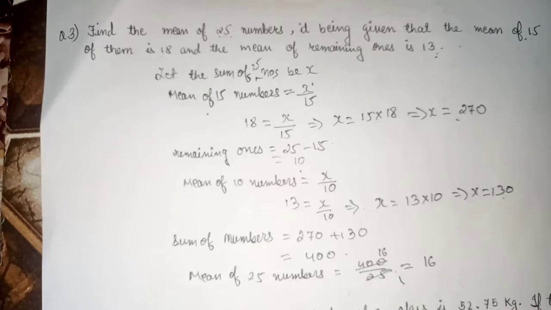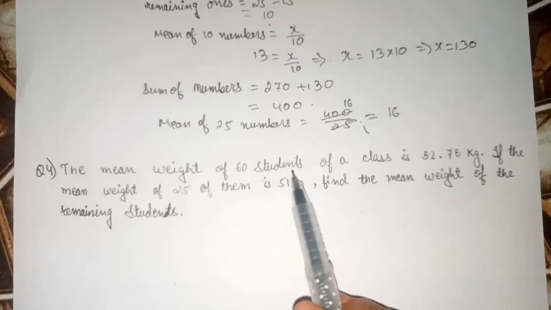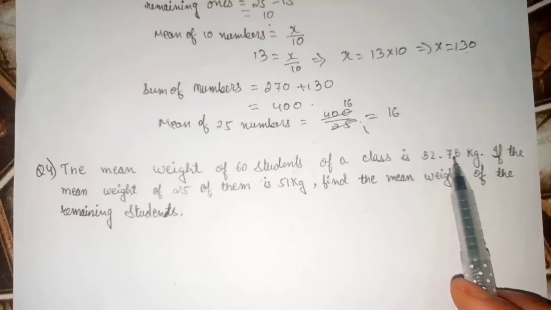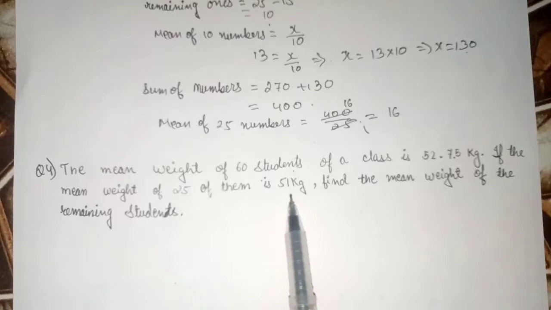So let's solve one more question. The mean weight of 60 students of a class is 52.75 kg. If the mean weight of 25 of them is 51 kg, find the mean weight of the remaining students. So here we have given that the mean of 60 students equals 52.75 kg, and the mean weight of 25 is 51 kg.